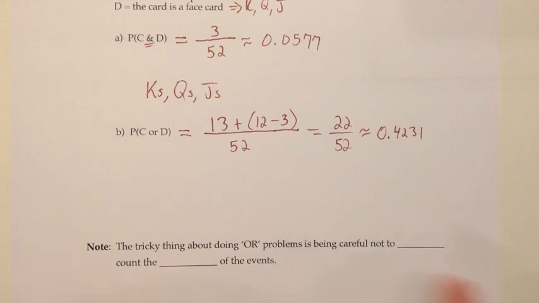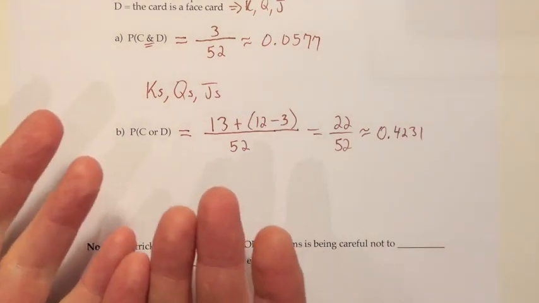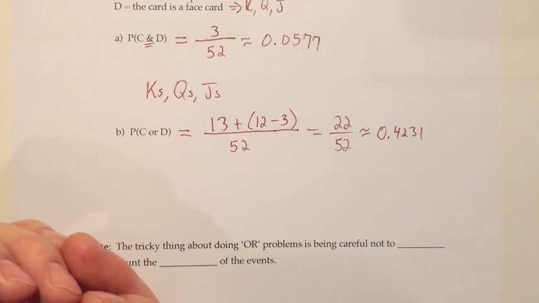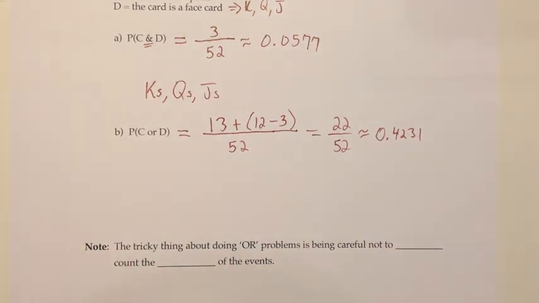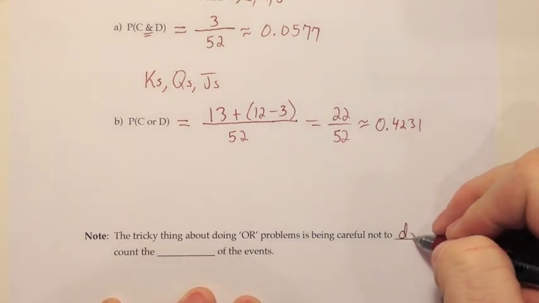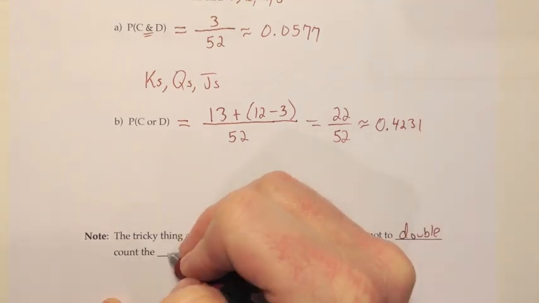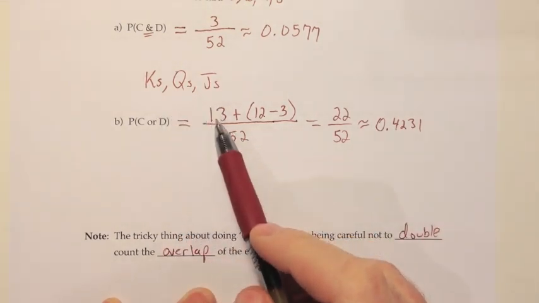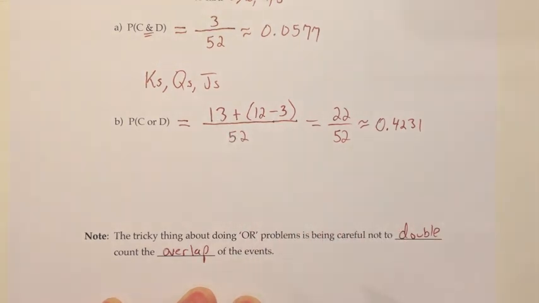Sometimes I tell people, imagine that you took the spades and you dealt them all out over here, and then you looked at your deck and said how many face cards are in it and what's left. You would only find 9, because even though there's normally 12, 3 of them are sitting in your pile over here from when you counted the spades. So the tricky thing about doing an OR problem is to be careful not to double count the overlap of the events. And that's what would happen if you counted these 3 cards here and again over there. And that is a very common mistake, so watch out for that when you're doing homework or test questions.